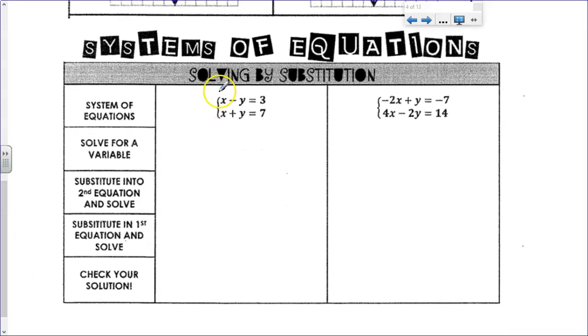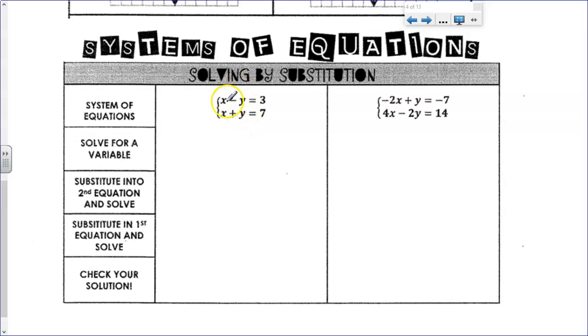So we're going to solve systems of equations by substitution. With a system of equations, you're going to solve for one variable, substitute that into the second equation and solve, substitute back into the first equation and solve, and check your solution. Okay, so let's look at this problem here.